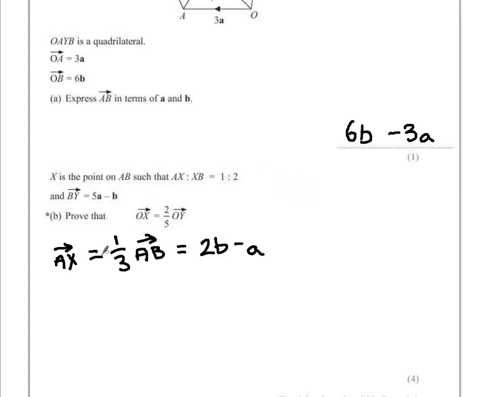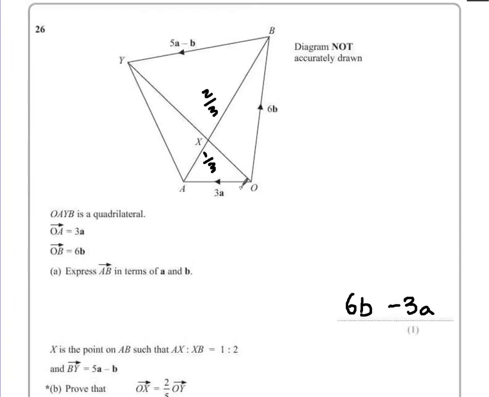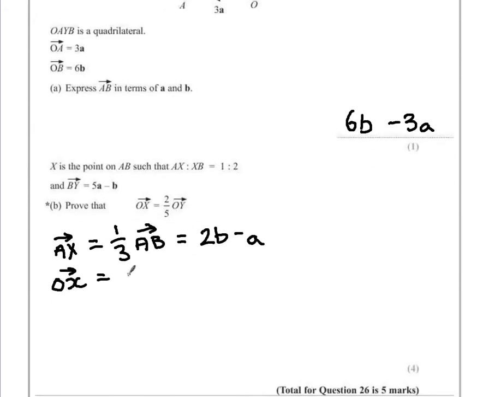So if we want to find out what the vector from O to X is, what we're also going to have is the instructions to go from O to A first. So go from O to A and then up to X. So we're going to add on 3A. So we have 2B minus A add 3A. And that gives us a vector from O to X of 2B add 2A.